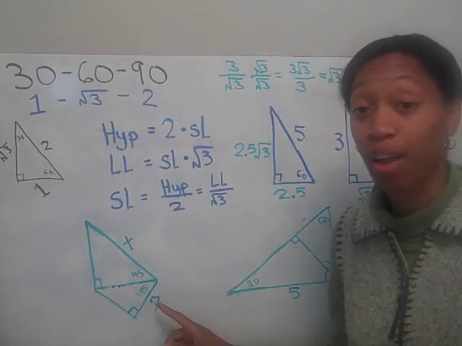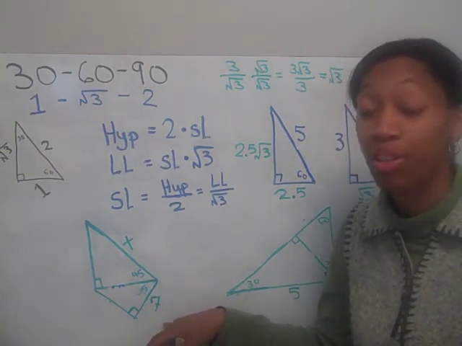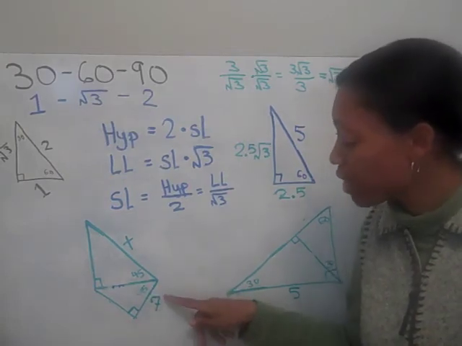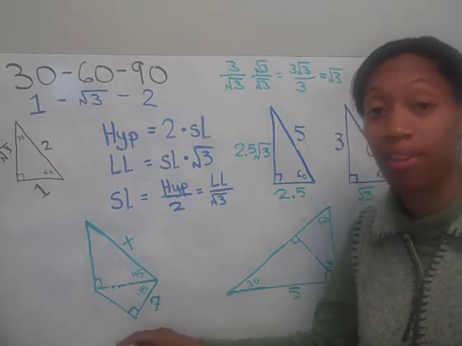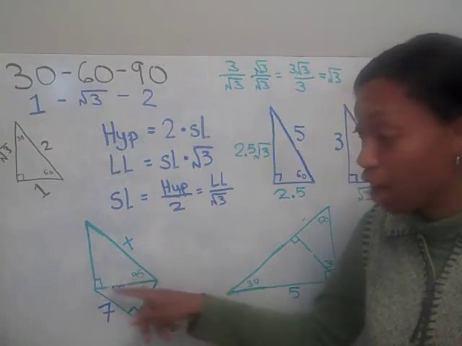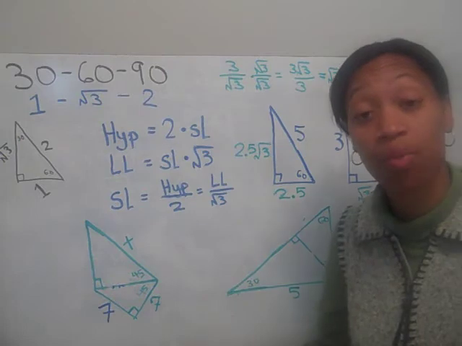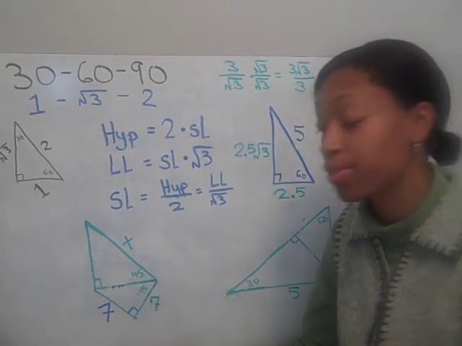Here we have a 45, 45, 90 triangle. So I have to remember the ratios from the previous one, 1, 1, square root of 2. If this leg is 7, then the other leg must also be 7. They're the same. Then I can find the hypotenuse of this bottom triangle by doing my leg times the square root of 2. So 7 square root of 2 is the hypotenuse.